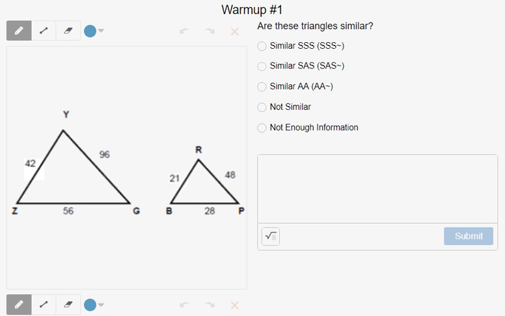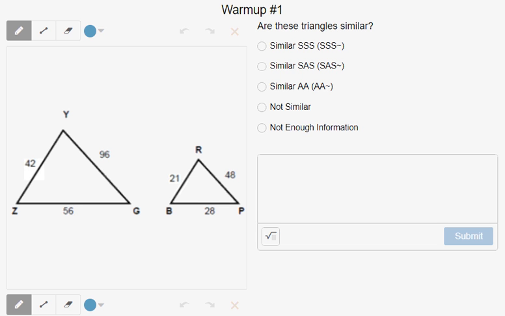In our previous lessons, we were working on proving triangles similar by 3 tests. Side-side-side similarity, where you have the sides being proportional, so 3 equal ratios. Side-angle-side similarity, where you have 2 equal ratios and the angle that's included between those ratios is congruent. Or angle-angle similarity, saying that you have 2 pairs of congruent angles within your triangles.